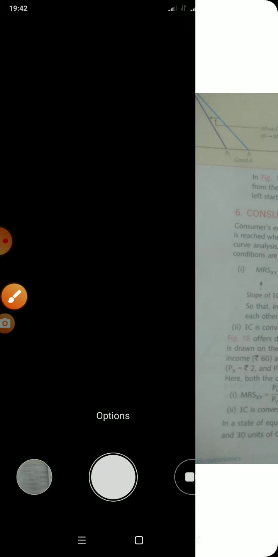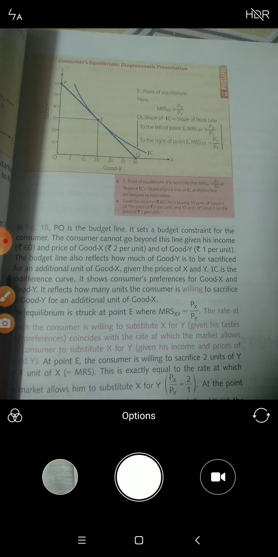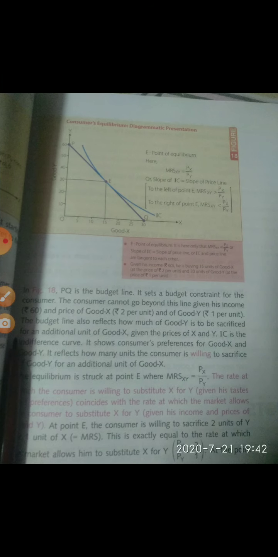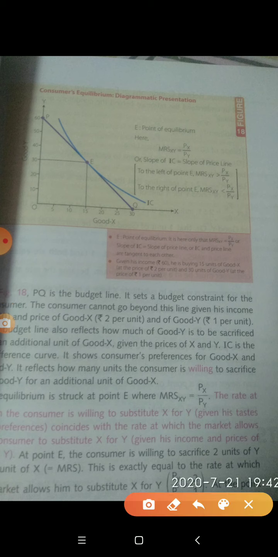Then after that, we have the shape of the consumer equilibrium. What is the shape of the consumer equilibrium? It's a diagrammatic representation of consumer equilibrium. PQ is a budget line. Budget line means whatever combinations he has purchased. E is the point of equilibrium. After that, what is IC? Over here you can see it's IC. It is the indifference curve.